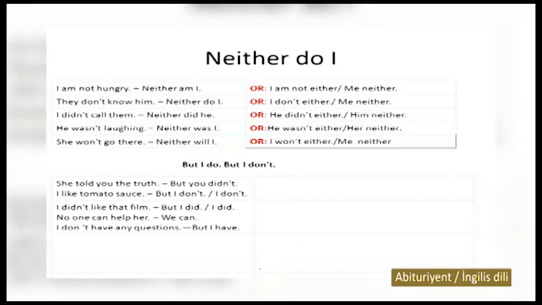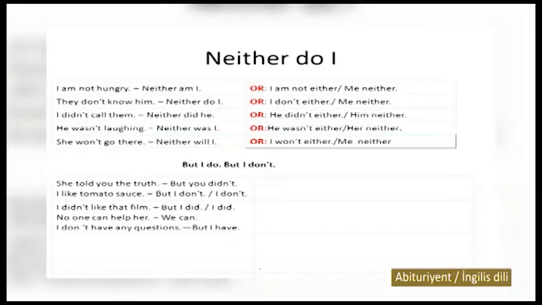She won't go there. Won't means will not. Neither will I, or neither will she, neither will they, or I won't either, but not neither. Remember, I not either, or me neither.